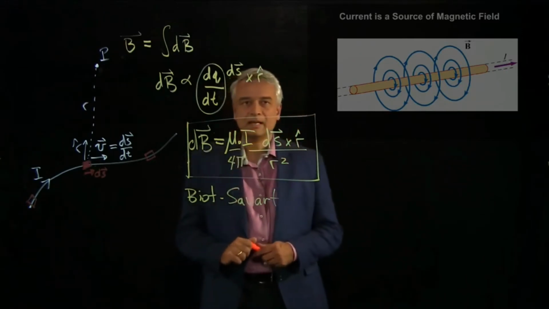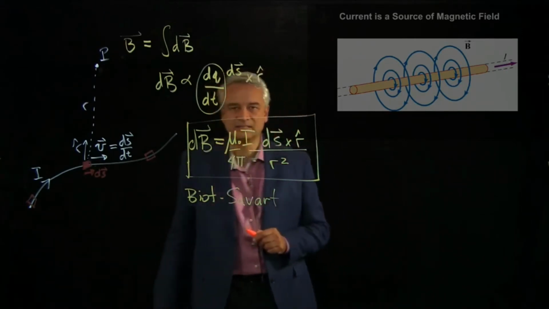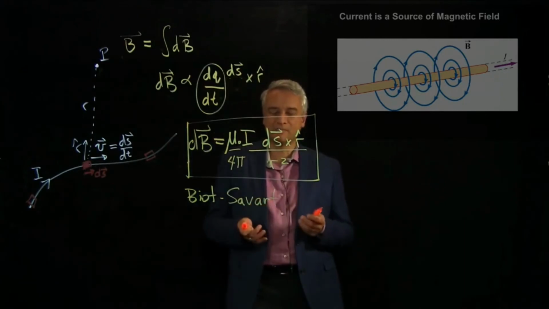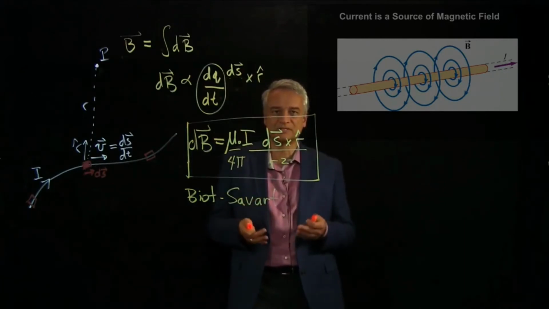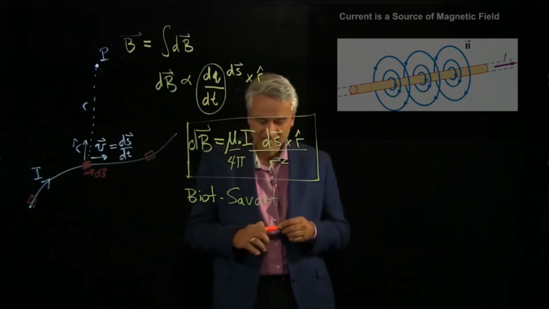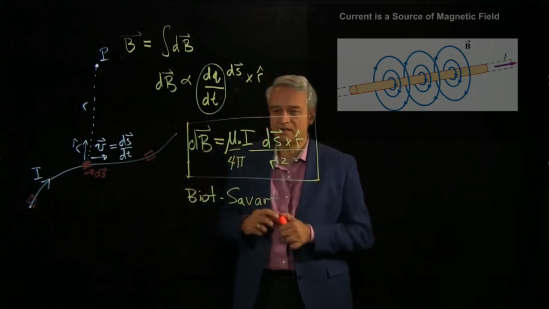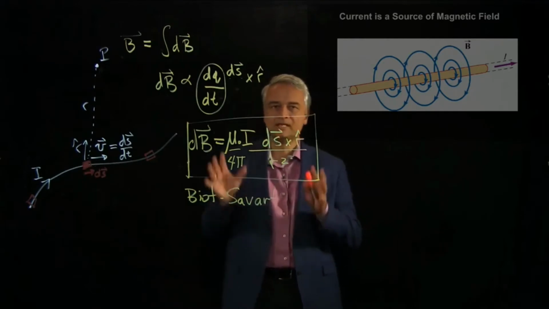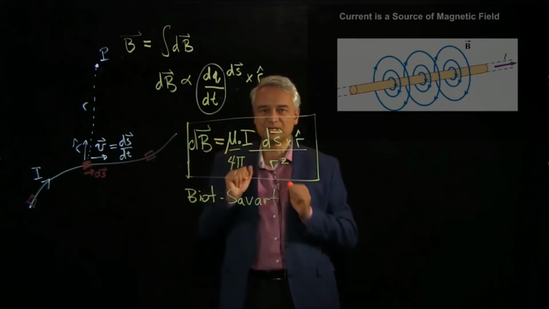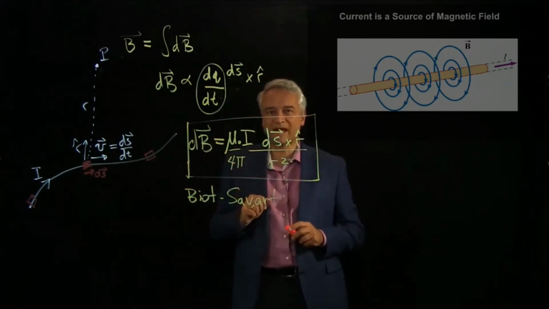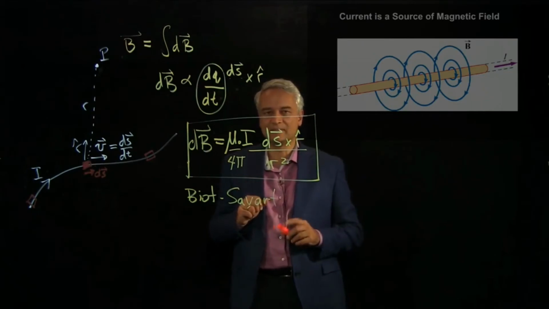But this, then, is the essence of how moving charges, which is to say current in wires, make magnetic fields. And everything that we're going to do in the next section of 802 is built on this plus superposition plus one more little fact that we haven't emphasized yet, but that we're about to.